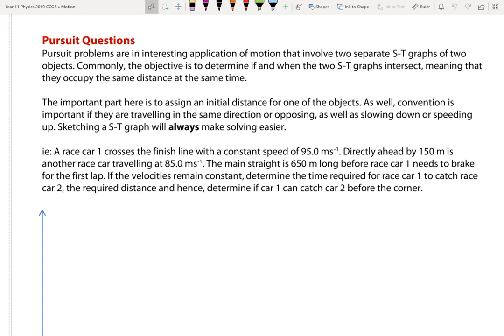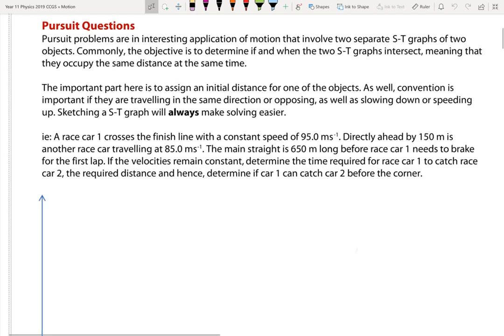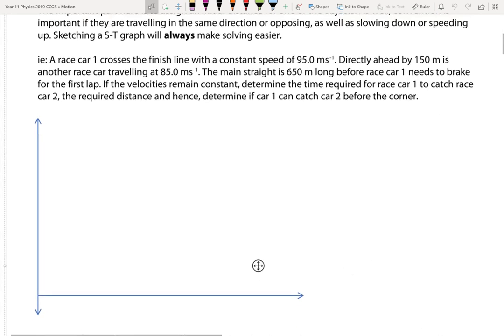the objective is to figure out the time where their positions are the same. That's just where their two curves intersect. There will be one real time, maybe two times, but definitely one time where they are in the same spot. So it's how long does it take for one object to catch the other. If you find the time, then you can also figure out how far away the event occurred. So as I said, sketching will make it easier.